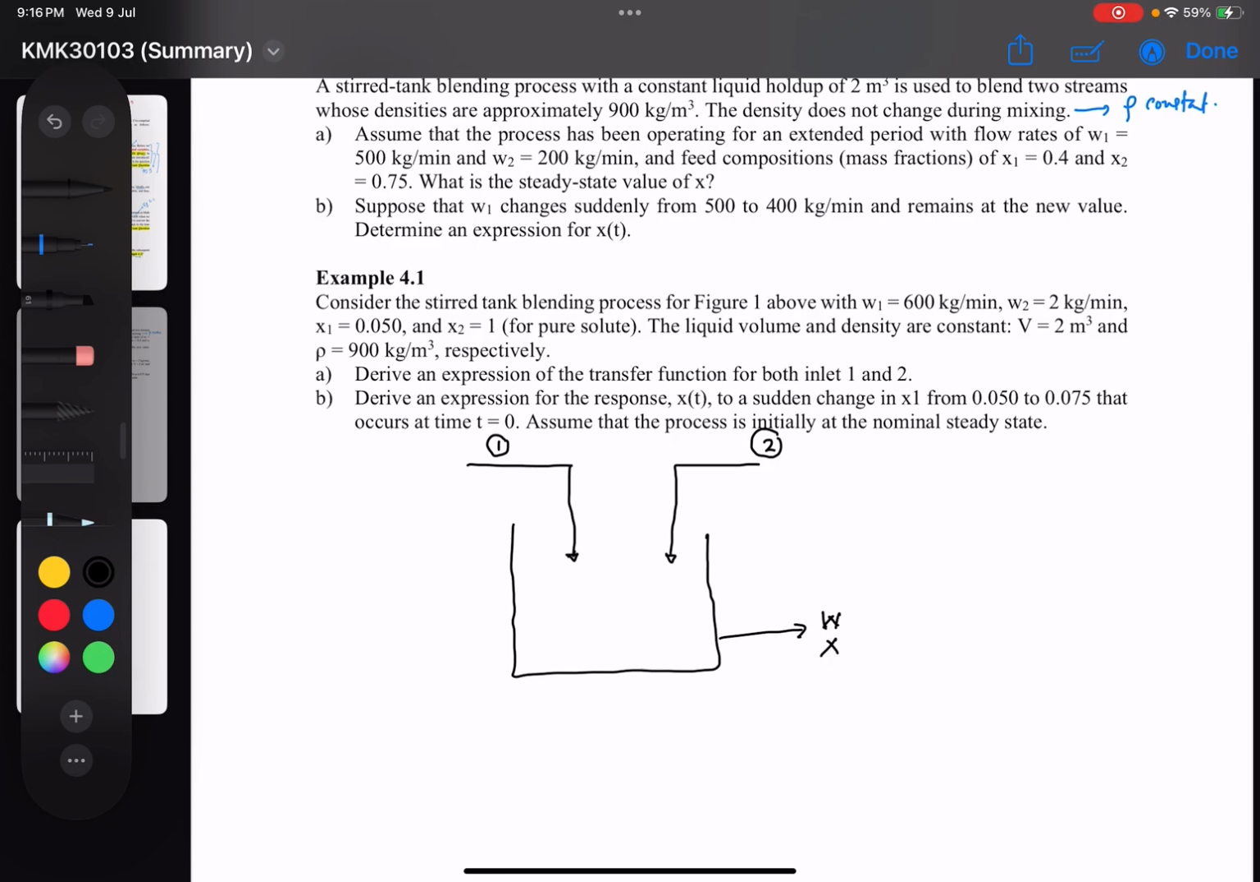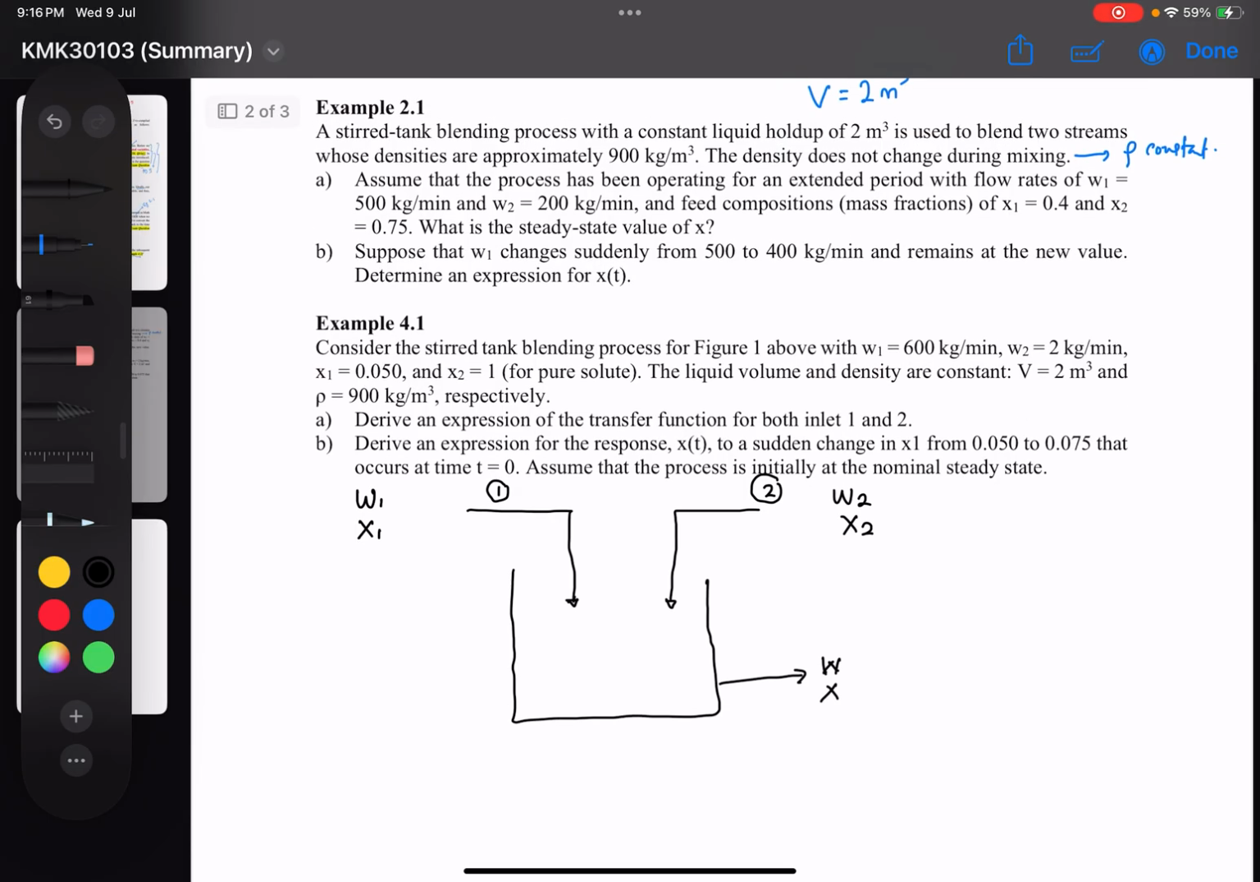W is the mass flow rate. So here, stream 1 is going to be W1 with the mass fraction of X1, and here is going to be W2 with the mass fraction of X2. I'm going to write down the information given. Here it stated that W1 equals 500 kilograms per minute. This one is given.